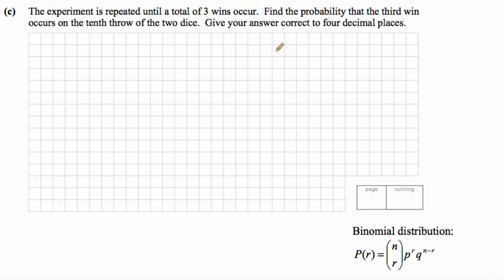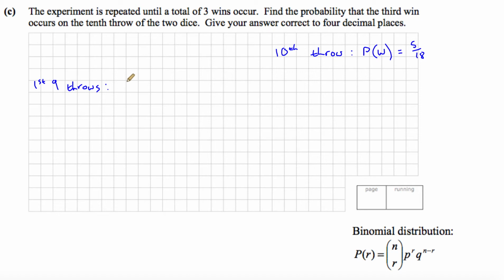just going to be the probability of a win on the 10th throw, which is 5/18, which we had from part A. The first 9 throws, there are going to be 2 wins somewhere in those first 9 throws. So 2 wins somewhere, and that's what we need to work out.